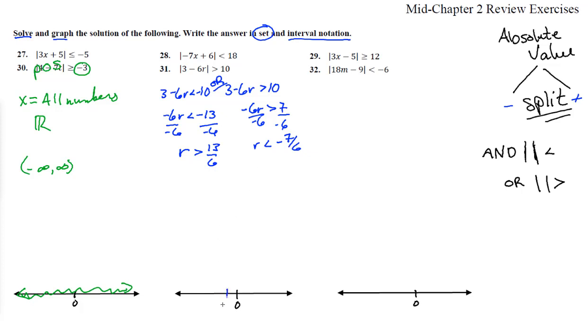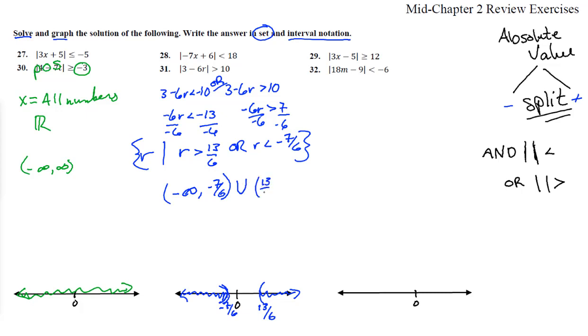So if there's negative 7/6 right there, we are less than, it's going this way, not including, so that's a parenthesis there. And then 13/6 would be up here, and we're going to go this way with it. Great, so the set notation will look like this with an OR in the middle. Interval notation will say negative infinity up to negative 7/6, not including it, never hitting infinity, union, that's the symbol meaning union, and then 13/6 all the way up to infinity.